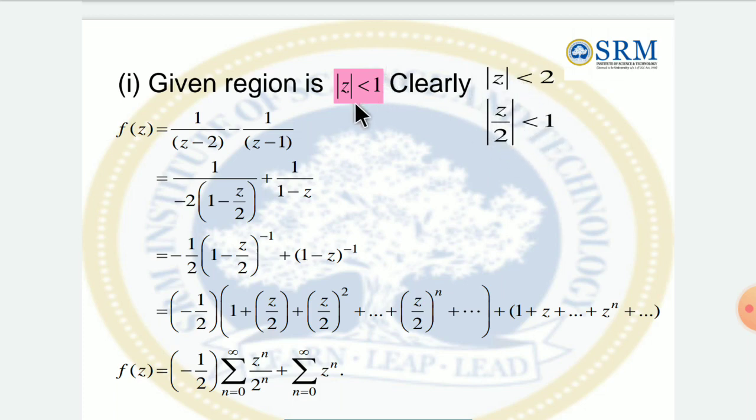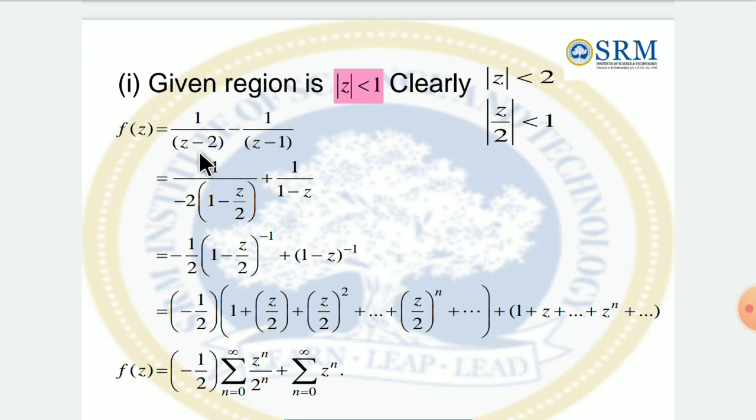The given one is mod z less than 1. So there are two regions of convergence. Why do we do it like this? Because in f of z we have z minus 2 and z minus 1. When we rearrange this f of z, the binomial expansions are valid only when the region of convergence is mod z less than 1 or mod z by 2 less than 1. So I want to rewrite this f of z with the help of these two regions of convergence.